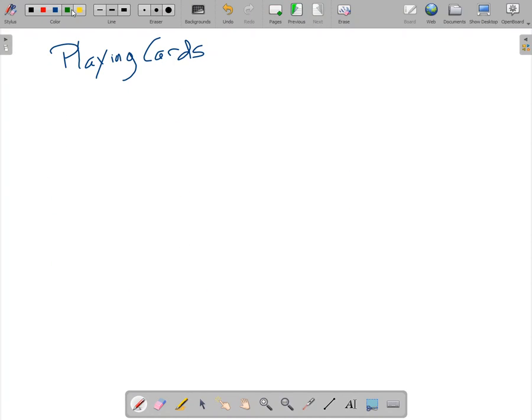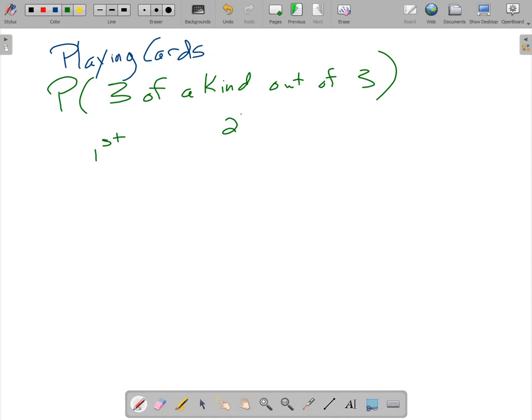All right, so we want to find the probability of 3 of a kind out of 3 cards. And the interesting thing, I have a first draw, right? There's going to be a second draw, and there's going to be a third draw from the deck. And I'm just hoping for 3 of a kind. I don't care which they are. I just want 3 of a kind. That's all I'm looking at calculating here.